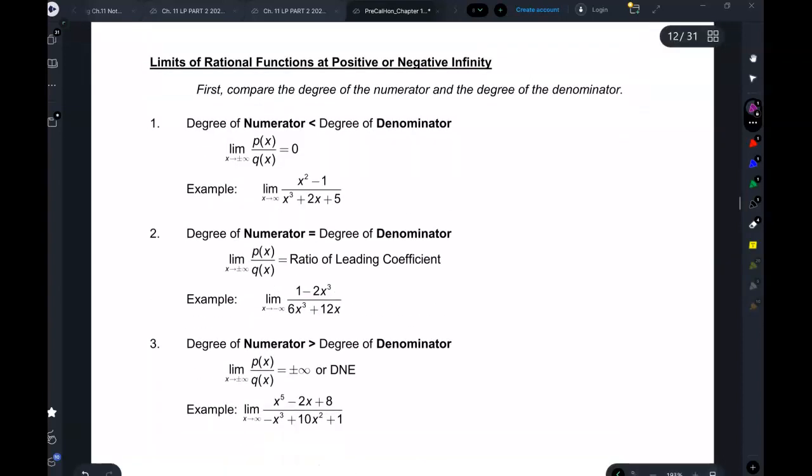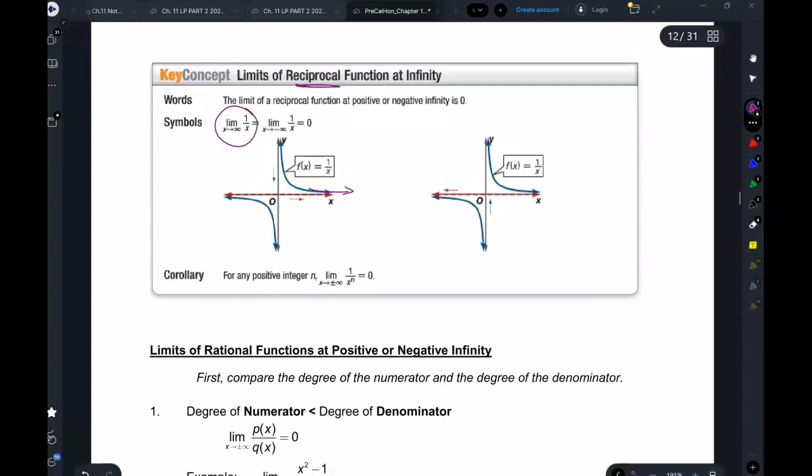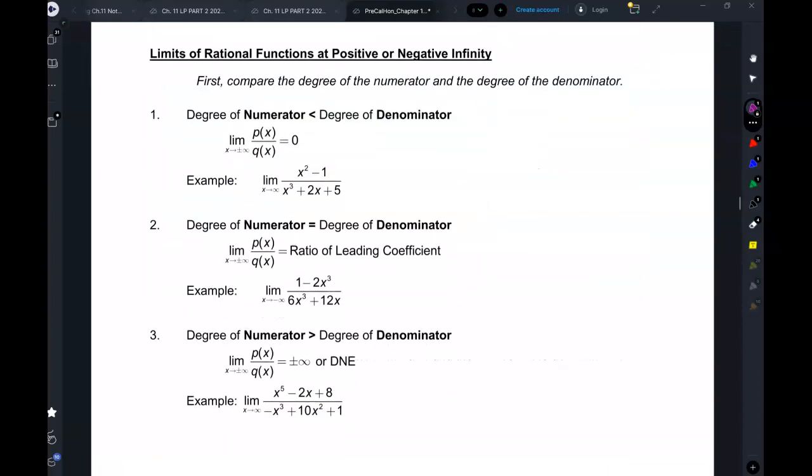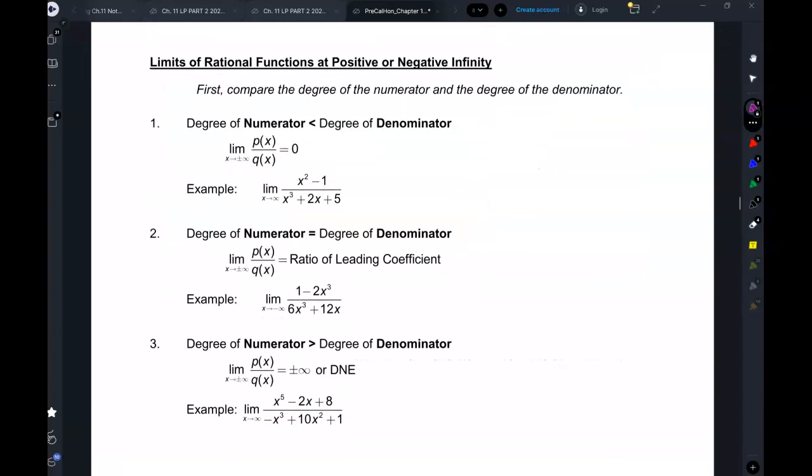All right, so let's talk about rational functions at infinity. So this was if you just have 1 over something. But what if you have a function over another function? What if you have a polynomial function? Same thing as we've done before. Compare the degree of the numerator to the degree of the denominator.